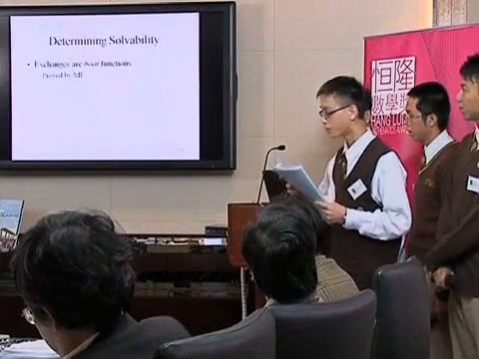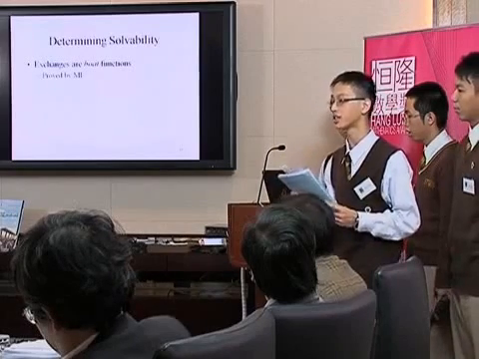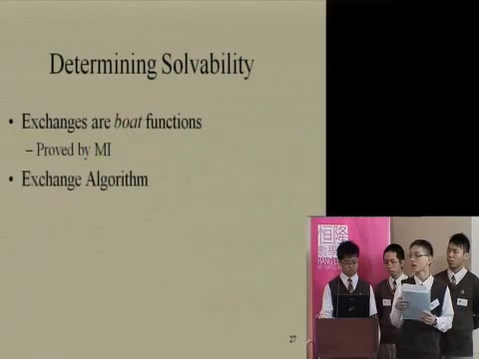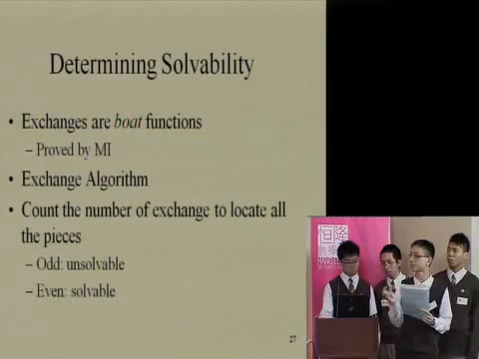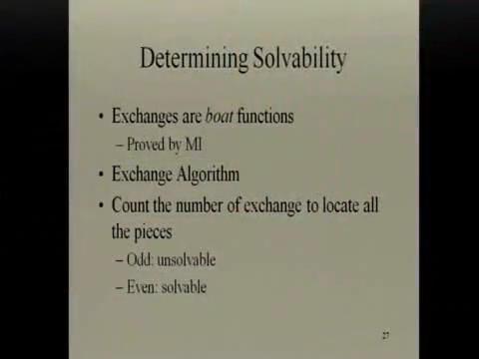And then we found that exchanges are also a kind of Boole function as well. This is proved by mathematical induction in our report as well. Therefore we can have an exchange algorithm in which we use exchanges to locate all the pieces. If an odd number of exchanges are required to locate all the pieces, then the original puzzle is unsolvable, or else it is solvable.